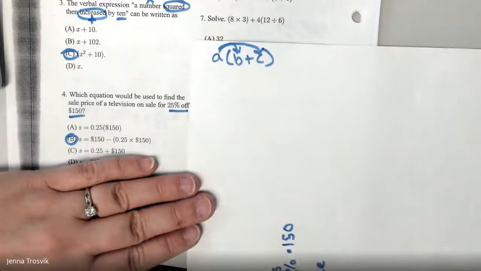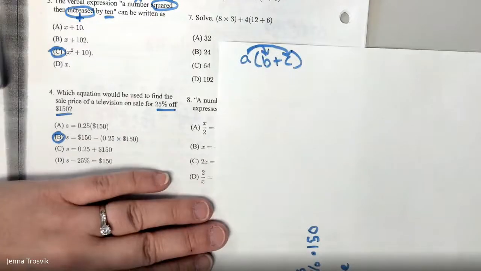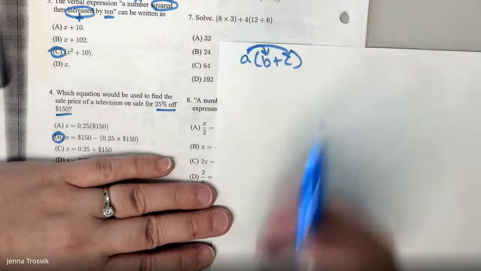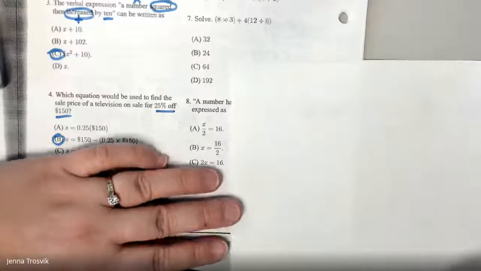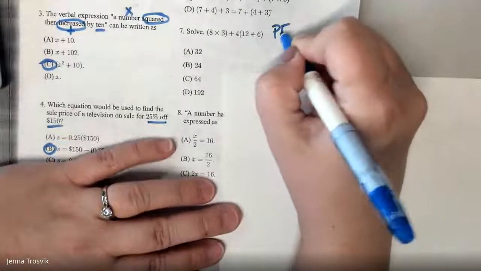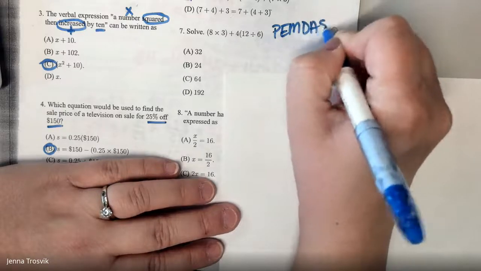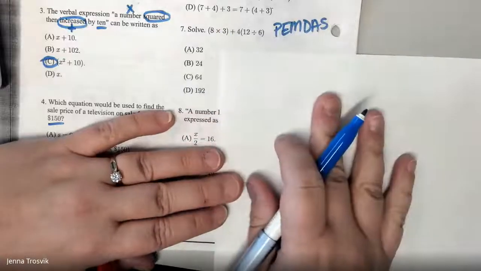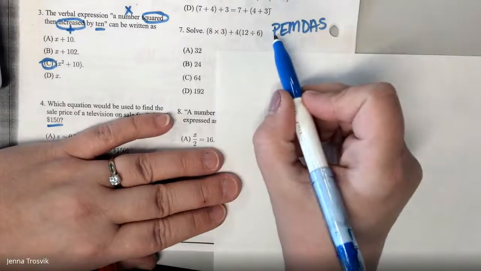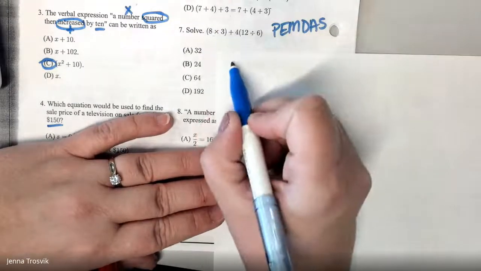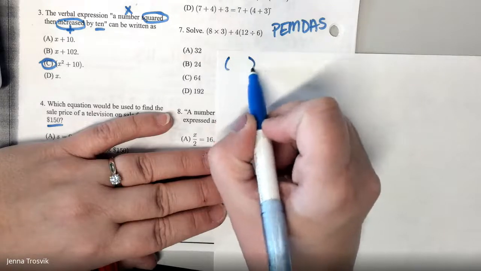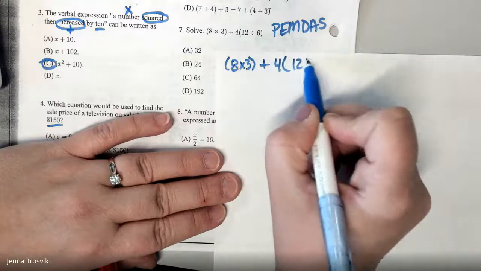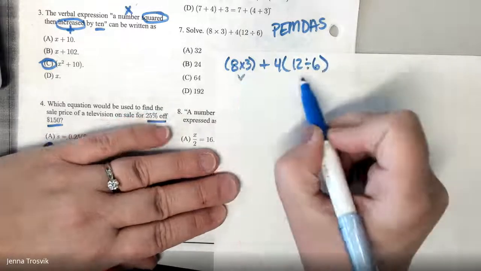All right, next, solve. 8 times 3 plus 4 times 12 divided by 6. Here's where those order of operations come into play again. We are starting in parentheses, so we would start with both of our parentheses. 8 times 3 and 12 divided by 6. So we have to start in our parentheses.